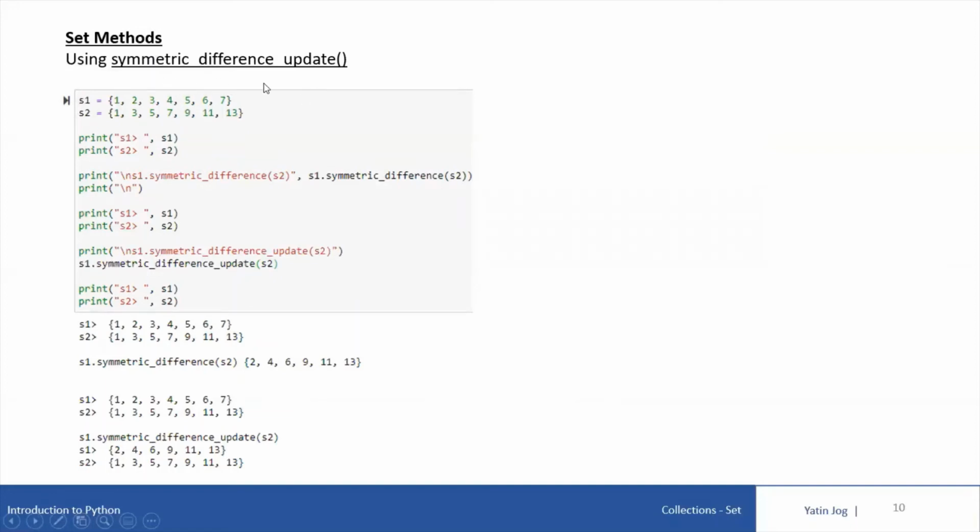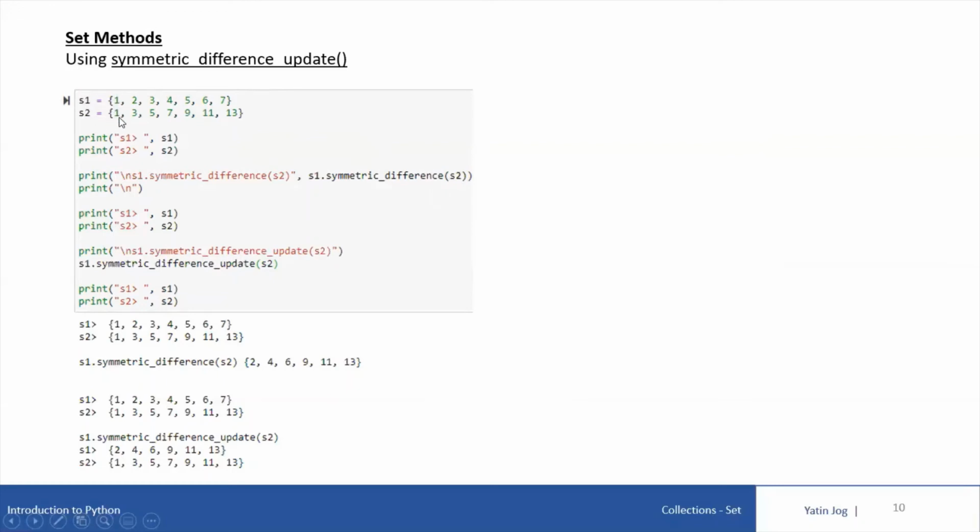So the concept is the same. We know what is the meaning of symmetric difference. It is the result of all the elements from both the sets, excluding common elements. That is the meaning of symmetric difference. So S1.symmetric_difference(S2). If these are my two sets, and if I call symmetric difference, what will it do? It will execute symmetric difference on these two sets, S1 and S2.